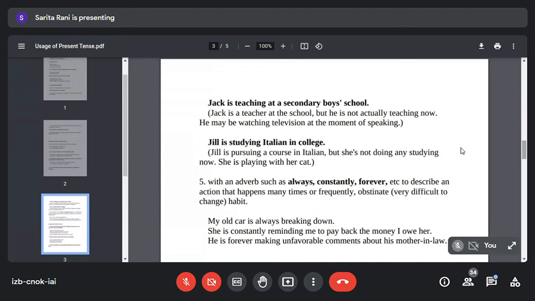For example, I am reading a book on Harry Potter. It doesn't mean that I am reading it now in front of your eyes. It is a daily routine activity which happens at one particular time. Yes, children, are you following?